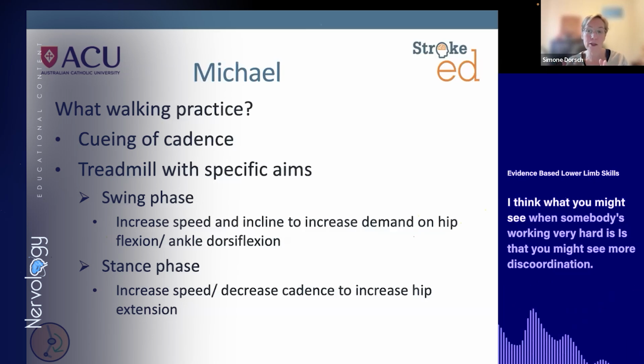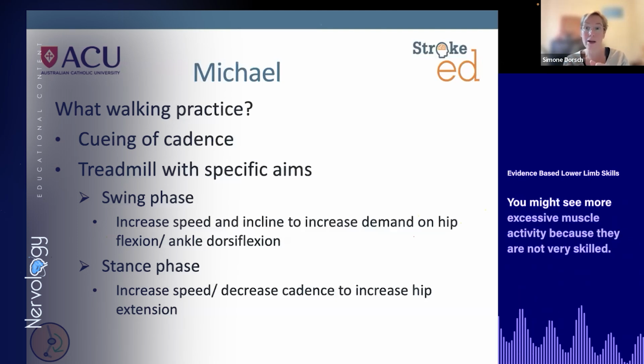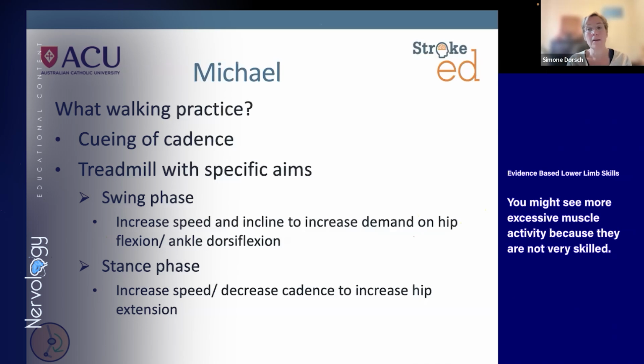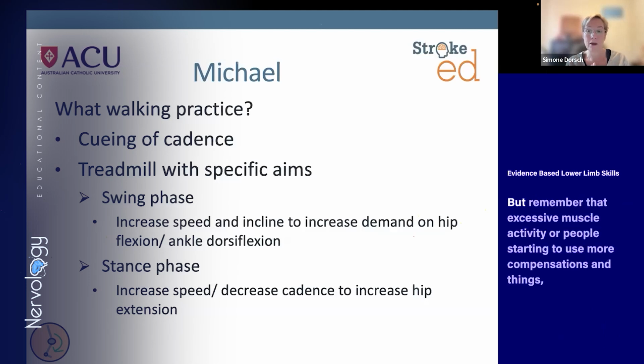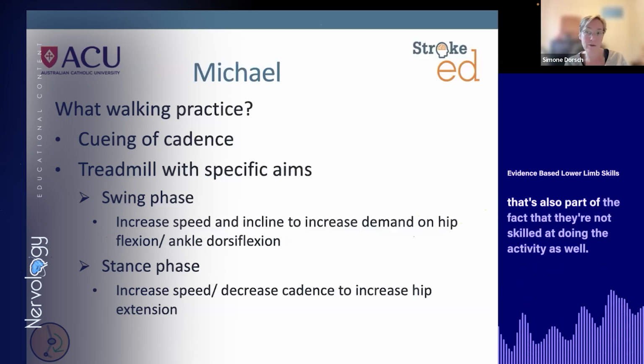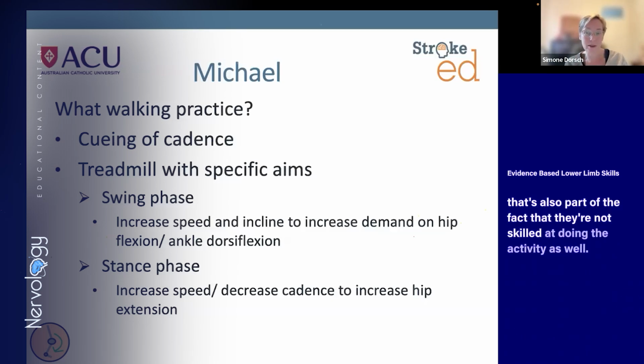I think what you might see when somebody's working very hard is more discoordination. You might see more excessive muscle activity because they are not very skilled. But you might see things that are actually not spasticity too, that sometimes people think are spasticity. Remember that excessive muscle activity, or people starting to use more compensations, is also part of the fact that they're not skilled at doing the activity as well.